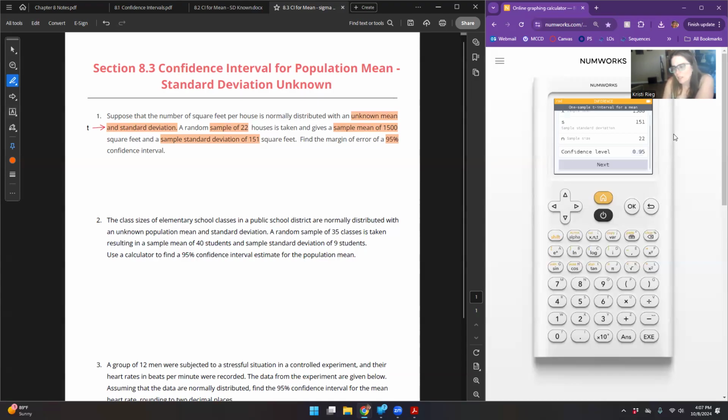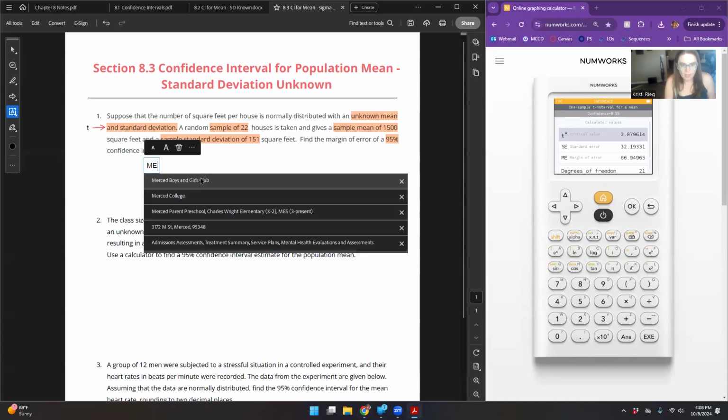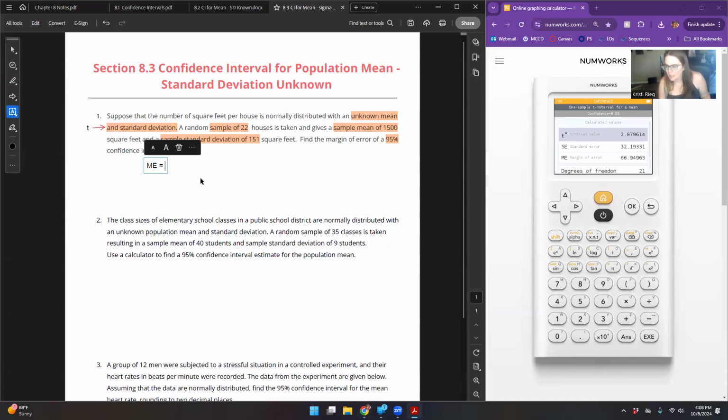When we go to the next page, you'll notice the critical value is now a t instead of a z. That's our t-score. It's very similar. You'll notice 2.08. That's around the range between negative 3 and 3 we would see for the z-score, just a little different. And in this question, it's asking for the margin of error. So we say the margin of error is 66.95. It didn't say what to round to, so we'll just do 66.95.